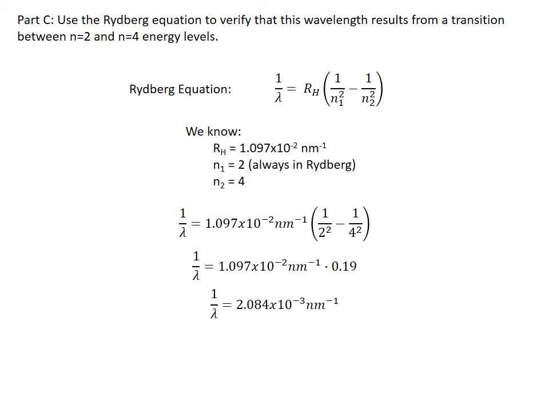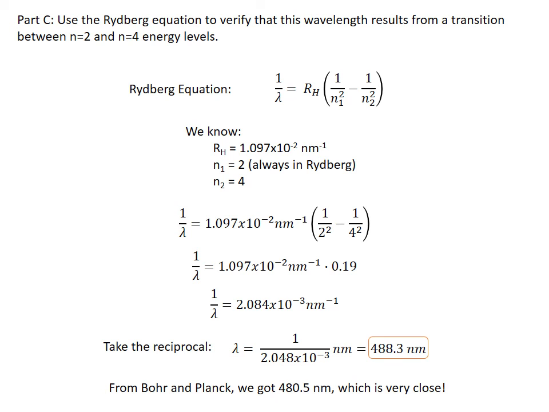2.084 times 10 to the minus 3 inverse nanometers. We need to take the reciprocal, lambda equals 1 over 2.048 times 10 to the minus third nanometers. Crunch that, you get 488.3 nanometers. Recall from part B, we calculated from Bohr and Planck that it should be 480.5 nanometers, which is very close.